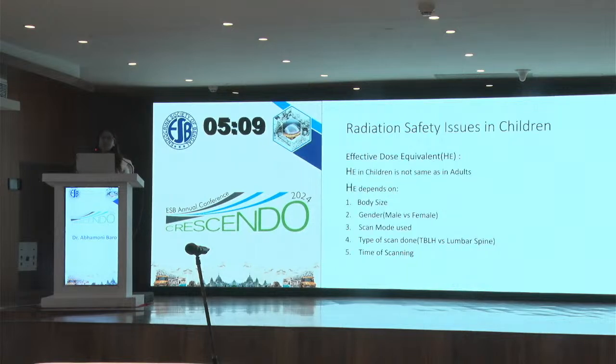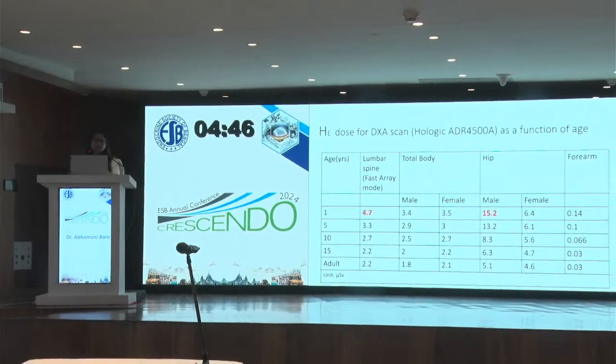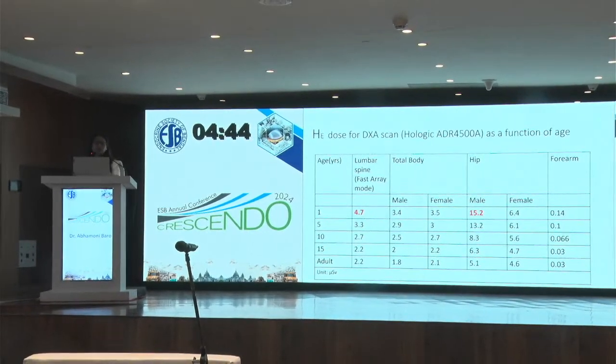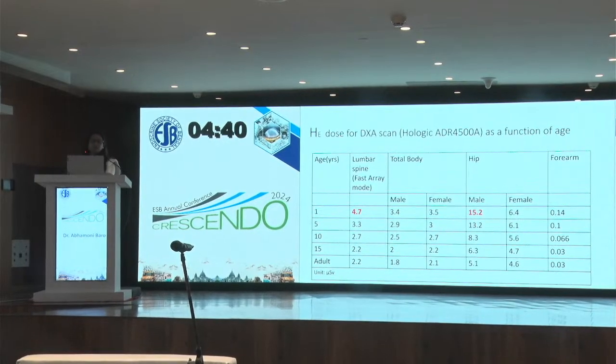Now again, radiation safety in children is not the same as in adults, because there is something called effective dose equivalent, because children have small body size. Again, it may vary between male and female because of the gonad sensitivity, scan mode, type of mode, and timing of scanning is also important. So as you can see, just to give a brief idea, if we do lumbar spine, the radiation doses are more as compared to total body. If we consider hip scan, the exposure is more in males as compared to females.